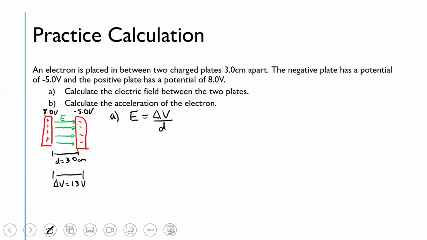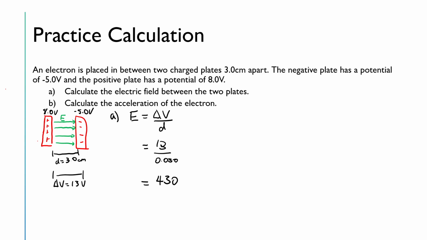Now, subbing that in is pretty simple. The only thing that we have to be wary of is making sure that we convert our distance to meters. So that's going to be 13 divided by 0.030 meters, which gives us, correct to two significant figures, 430 volts per meter. We could also express this in newtons per coulomb.